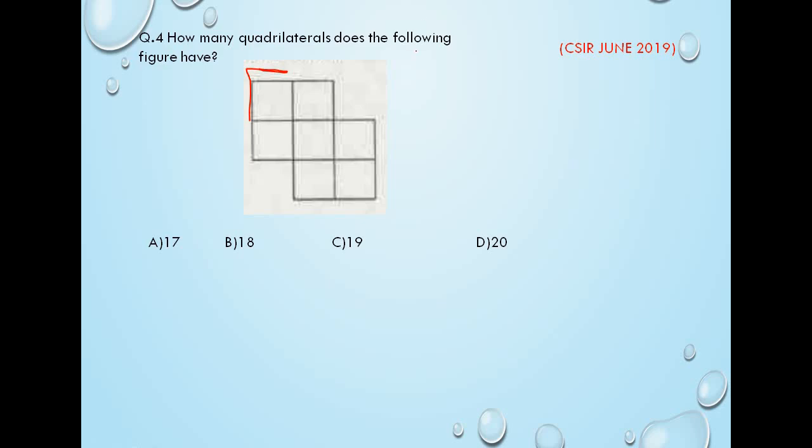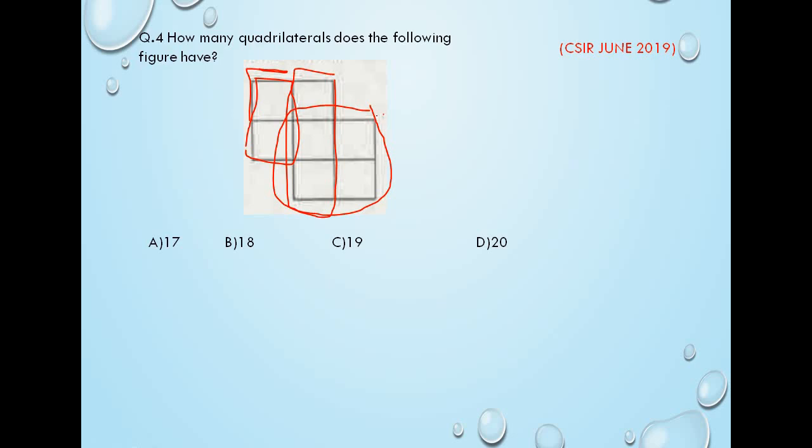We will start from the smallest portion. Individually, all these small squares are also quadrilaterals, and their combinations in 2 like this are also quadrilaterals because they also have 4 sides. And we can consider their combinations in 3. This is also a quadrilateral. And their combinations in 4 like this. This is also a quadrilateral.